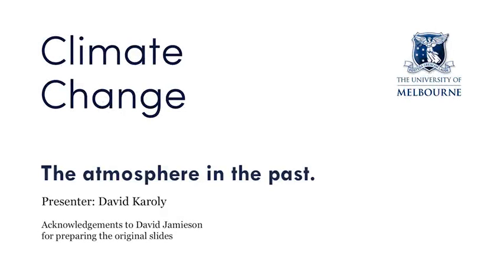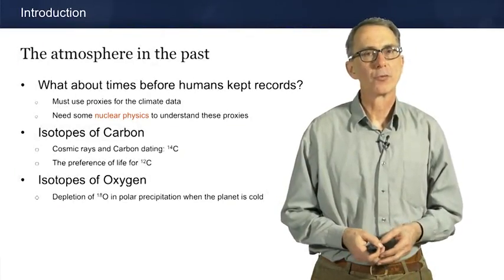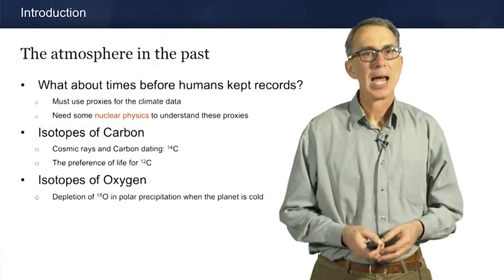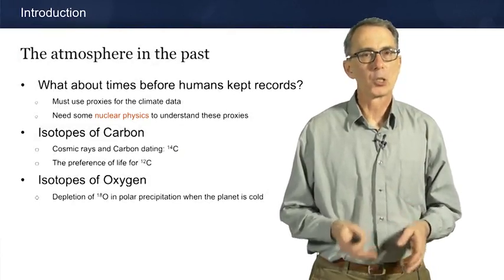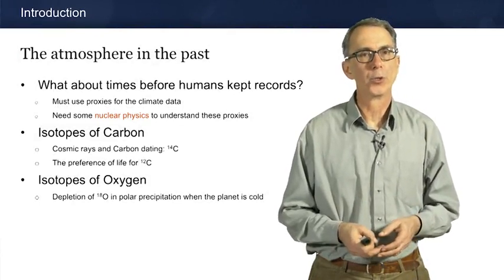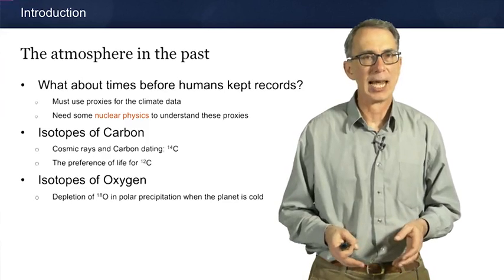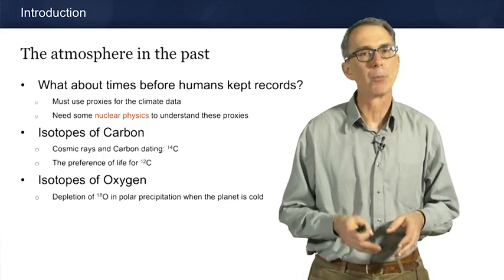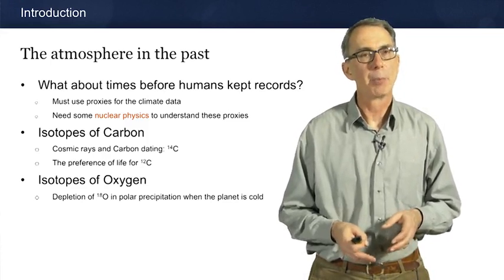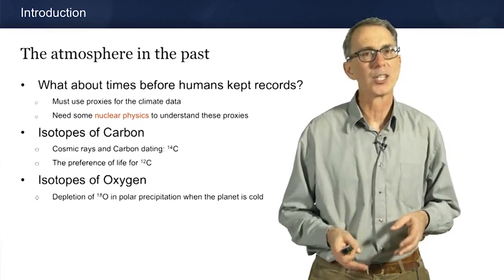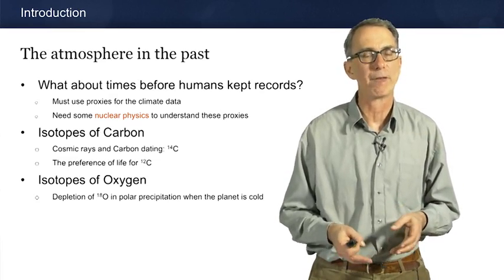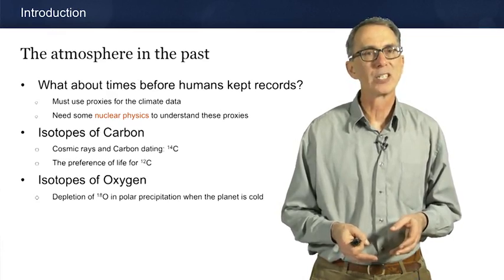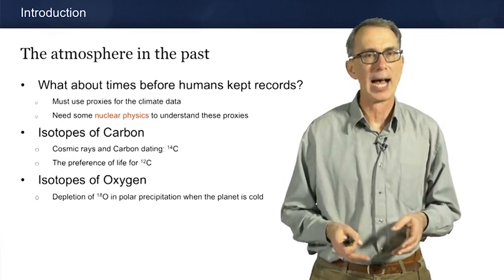So in the last lecture, I talked about the concentrations of greenhouse gases in the atmosphere, and now what we're going to do is look at longer-term records of greenhouse gases in the atmosphere from a range of different proxy indicators, particularly from bubbles of air trapped in ice. But before we get on to that, we need to understand how we can use the information from what are called different isotopes of carbon.